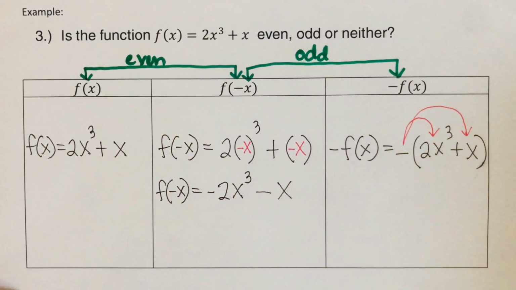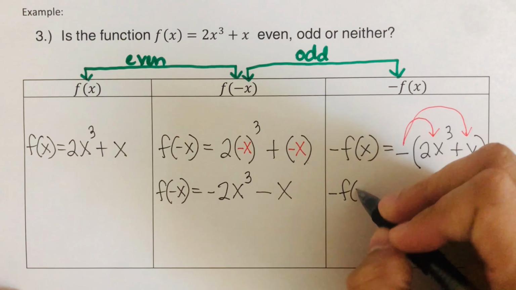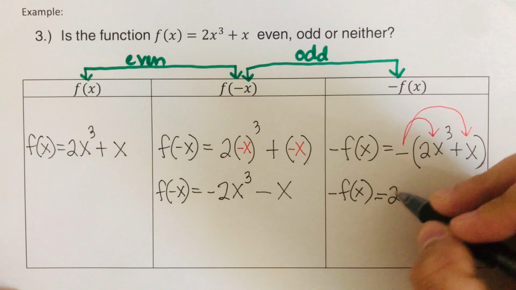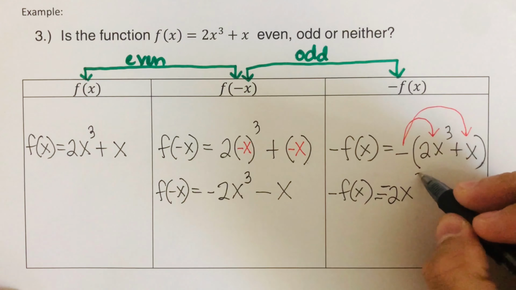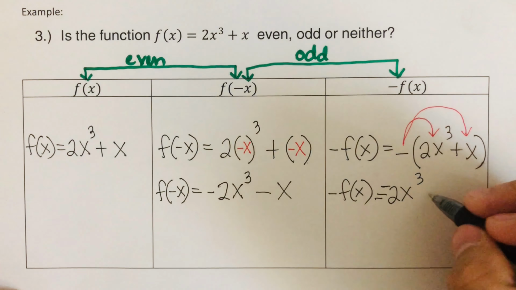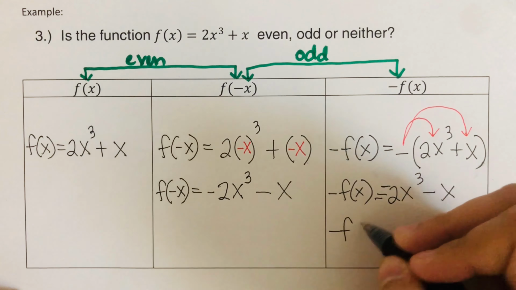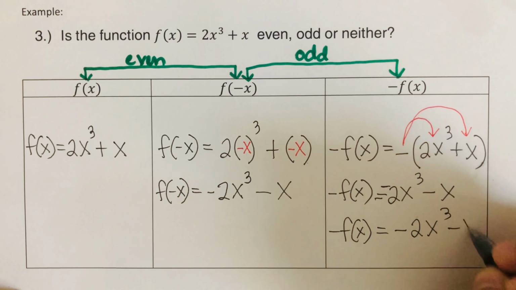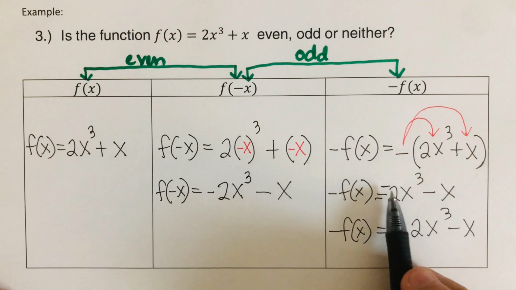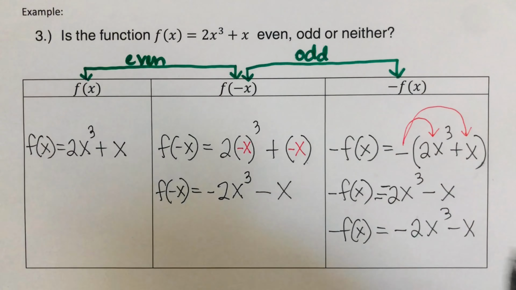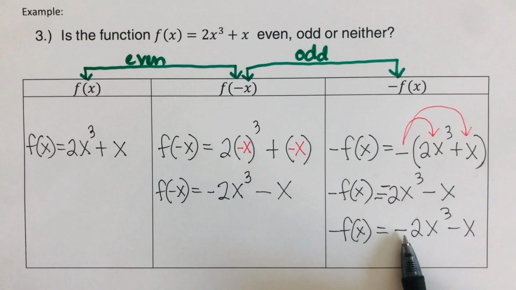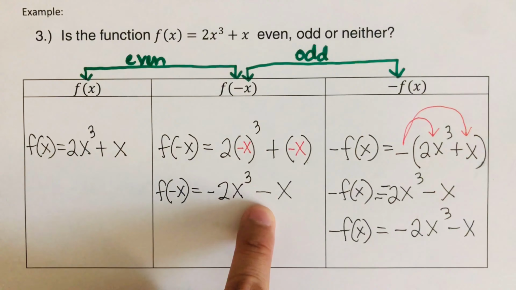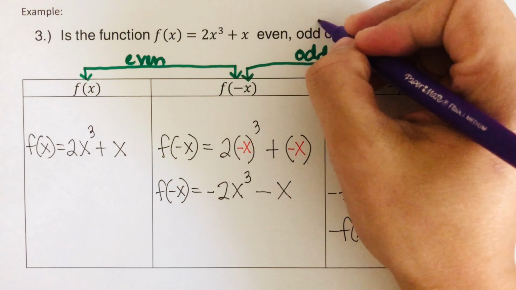So this negative f of x is going to be negative 2x cubed, and then negative times positive is a negative x. So pretty much negative f of x is actually equal to negative 2x cubed minus x. I just rewrote it because others can get confused, like what happened to the negative there. So I just rewrite it at the bottom right here. So let's check if these two are the same. These two are a match. So then this function is actually an odd function.